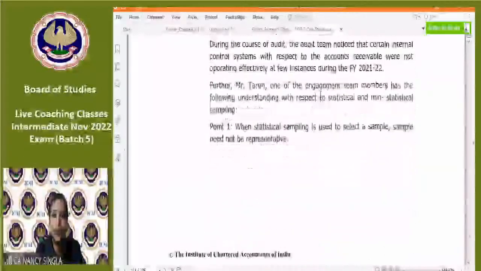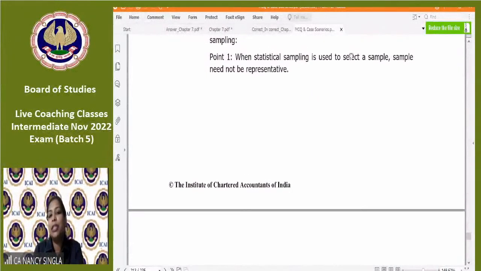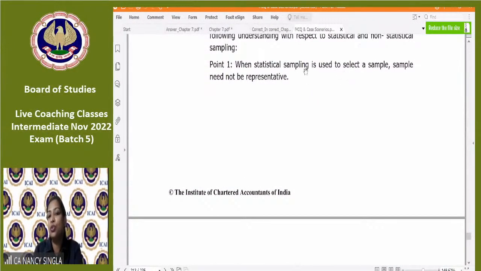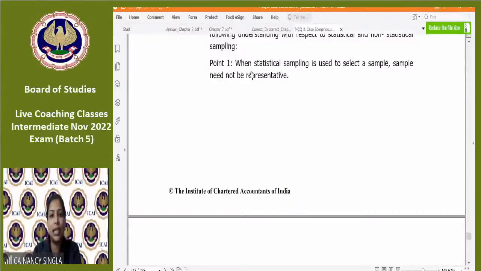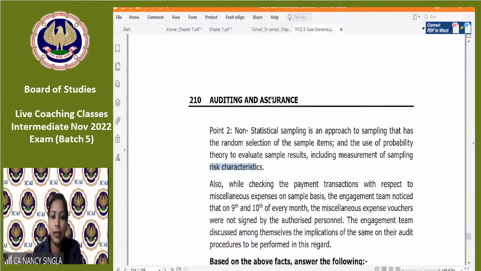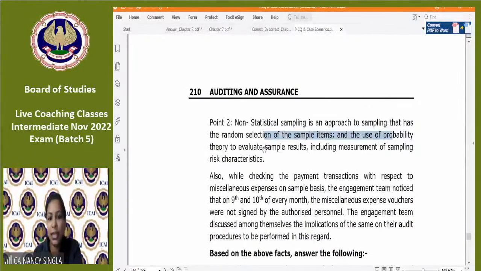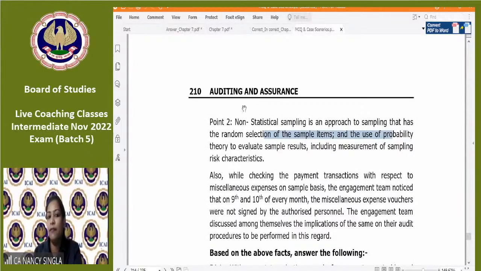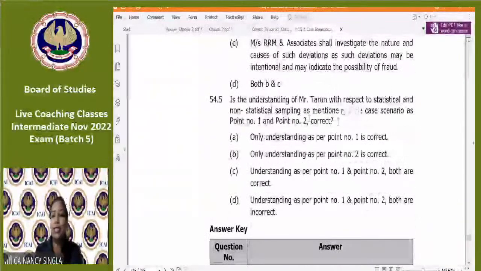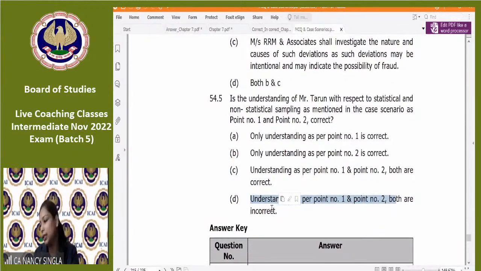First point mein he is saying what? That when statistical sample is used to select a sample need not be representative, which is not correct. Be it statistical, be it non-statistical, sample must be representative of the entire population. So pehla wala understanding is not correct. Let's see the second one. Non-statistical sampling is an approach to sampling that has random selection of items, probability theory. No. Why? Because statistical sampling is an approach. So both are incorrect. So the answer is what? Answer is your point number D. Understanding as per 1 and 2, both are incorrect. Clear?